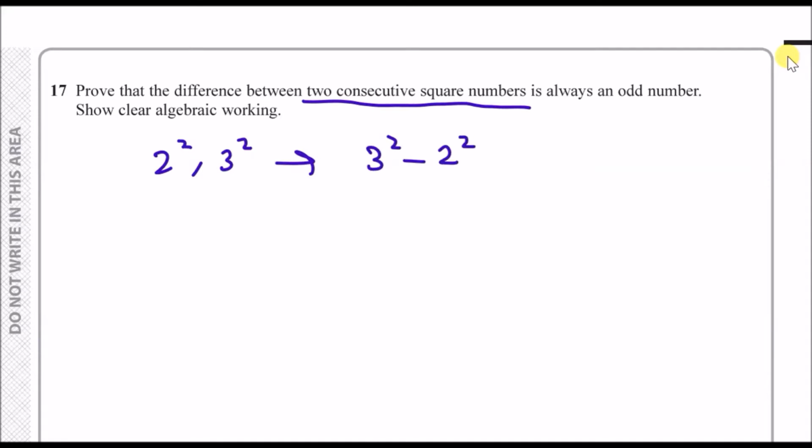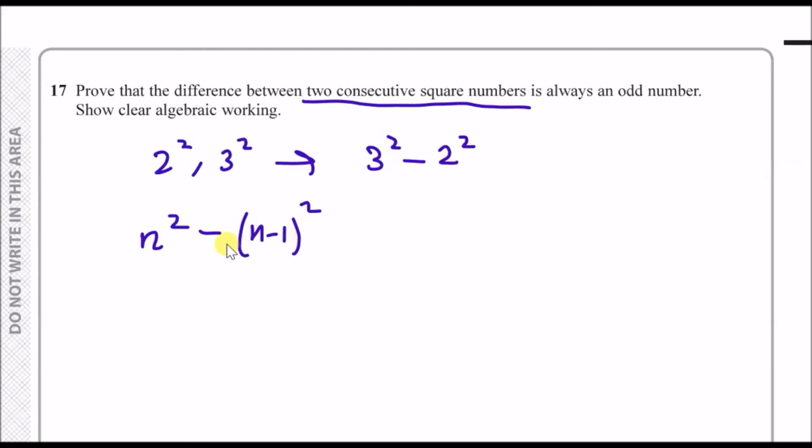Okay. Now, because you want to do it in algebraic terms, you just write this in terms of n or x or something. So let's say, okay, let's treat 3 as n. So we can say we have n squared, because that's your common square number, and you want to minus it by a term before it. So before n squared, we're going to have (n minus 1) squared. So it's always going down in ones, because the difference between 3 and 2 is 1.